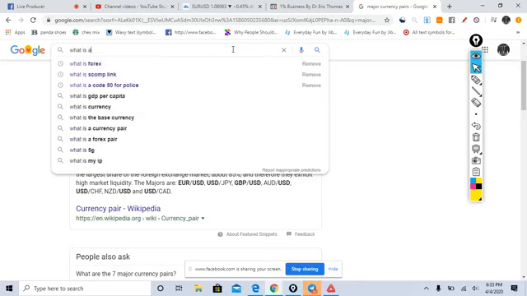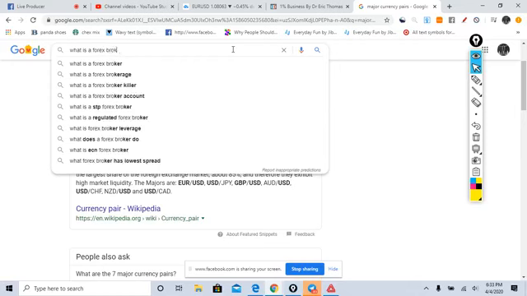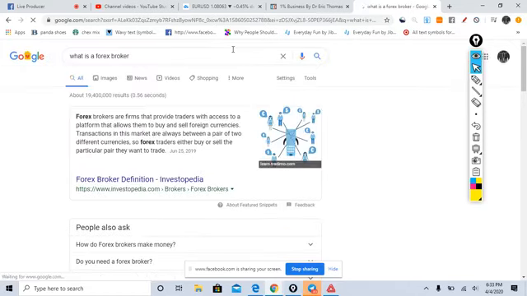Let's keep it basic. What is a Forex broker? Forex brokers are firms that provide traders with access to a platform that allows them to buy and sell foreign currencies. Transactions in this market are always between a pair of two different currencies. So Forex traders either buy or sell a particular pair they want to trade, right?